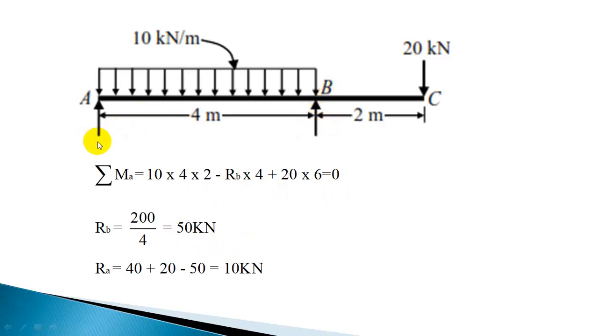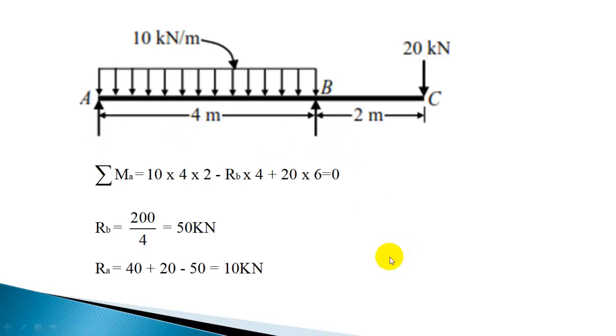Now you can find out the Ra as total downward load minus Rb. Total downward load is 10 into 4, 40. This UDL is 40 plus 20, 60. Total downward load is 60. Out of this, support B is sharing 50 kilonewton. Okay. So remaining 10 kilonewton is the reaction at A. So reaction at A is 10 kilonewton. So we got the reactions at A and B. At A we have 10 kilonewton and at B 50 kilonewton.